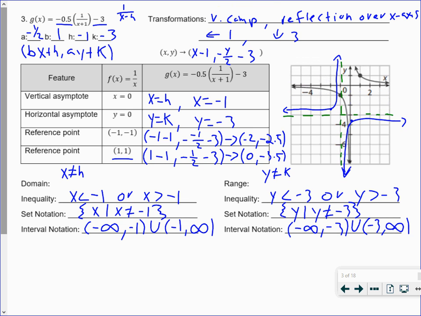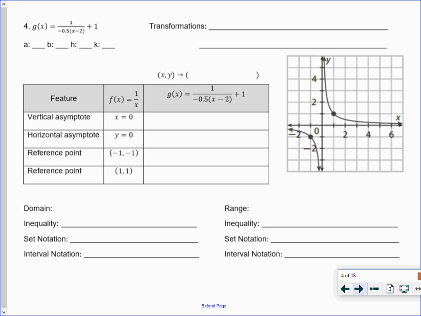Like before, I would recommend you pause the video and try to do number 4 on your own. And then I'm going to go over it anyway, but it is good practice to pause the video and try it on your own. Okay, so let's go ahead and go over number 4 now.